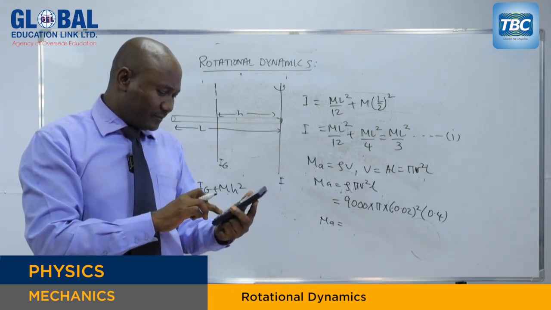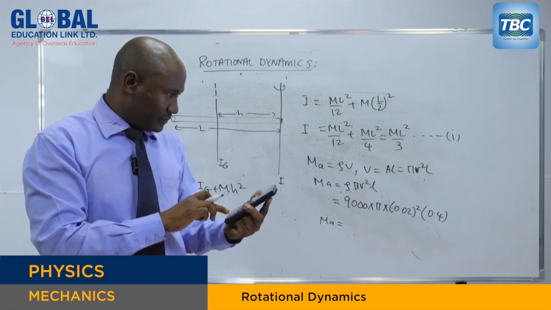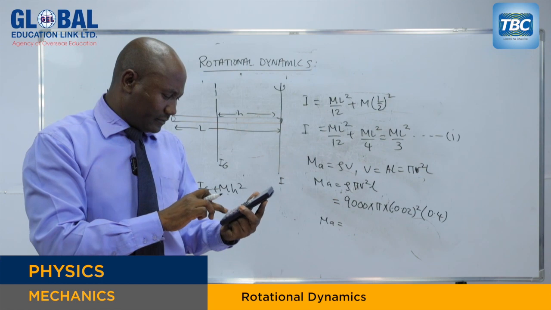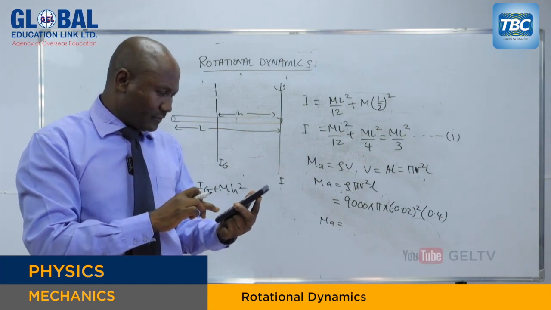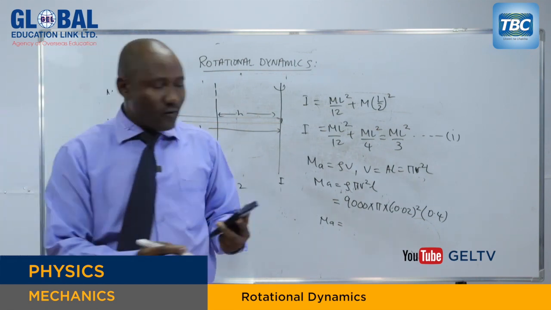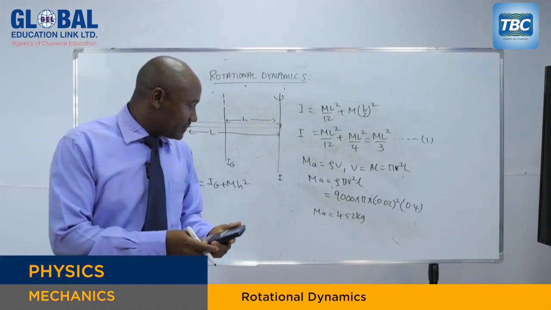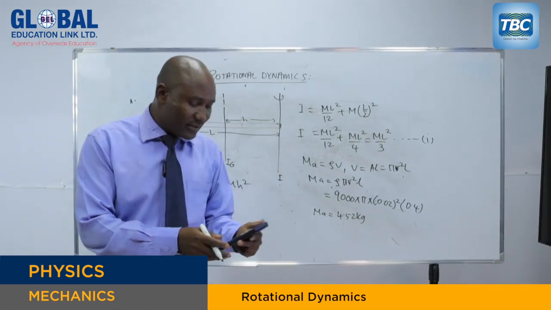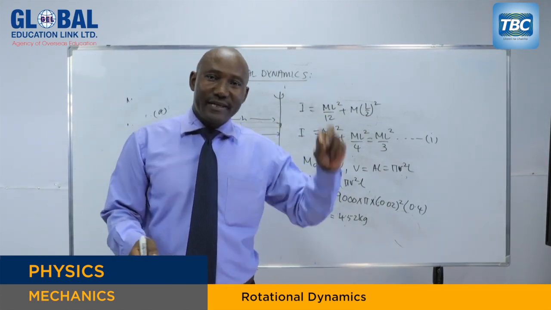9,000, you get something like 4.5. Check your answers correctly to get that value. This is the mass of the copper in air. And you are told it loses 10% of it.